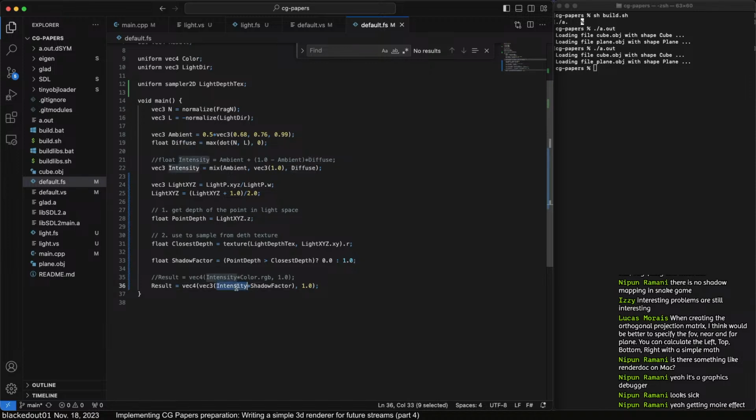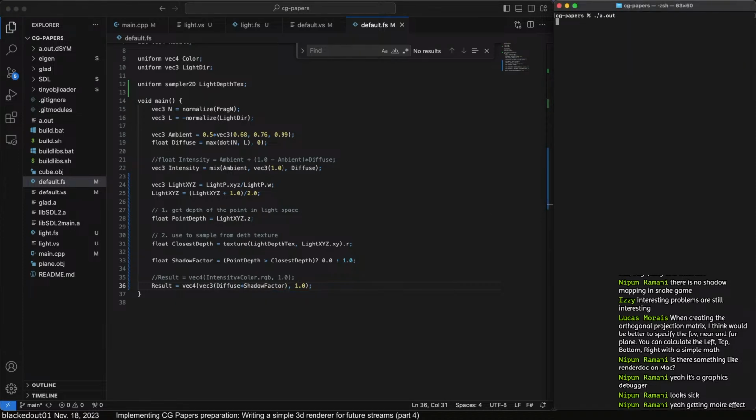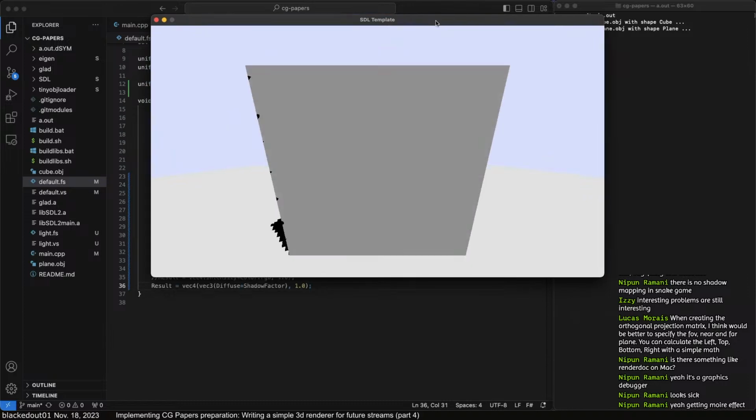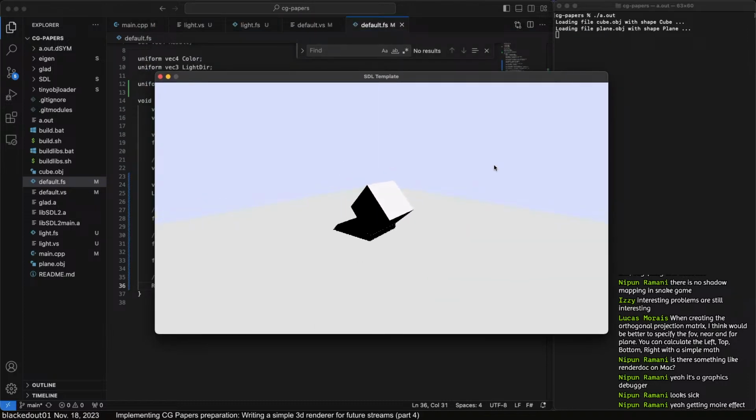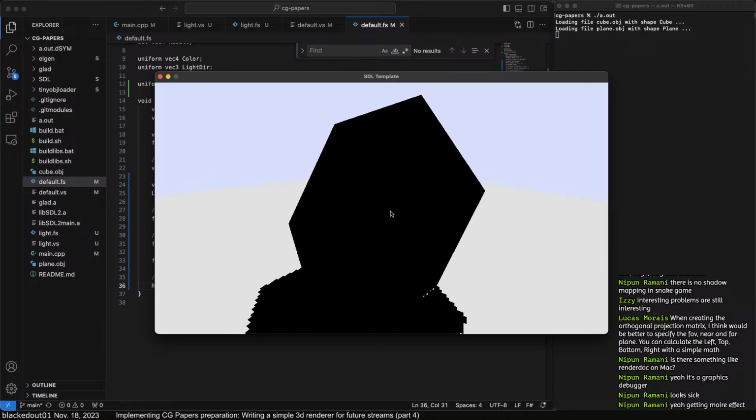Yeah, so let's just use this for a second. So if we multiply this with the diffuse factor, we can see that, yeah, the back faces are black anyways because they are not in light. So the weird effect cannot be seen anymore.